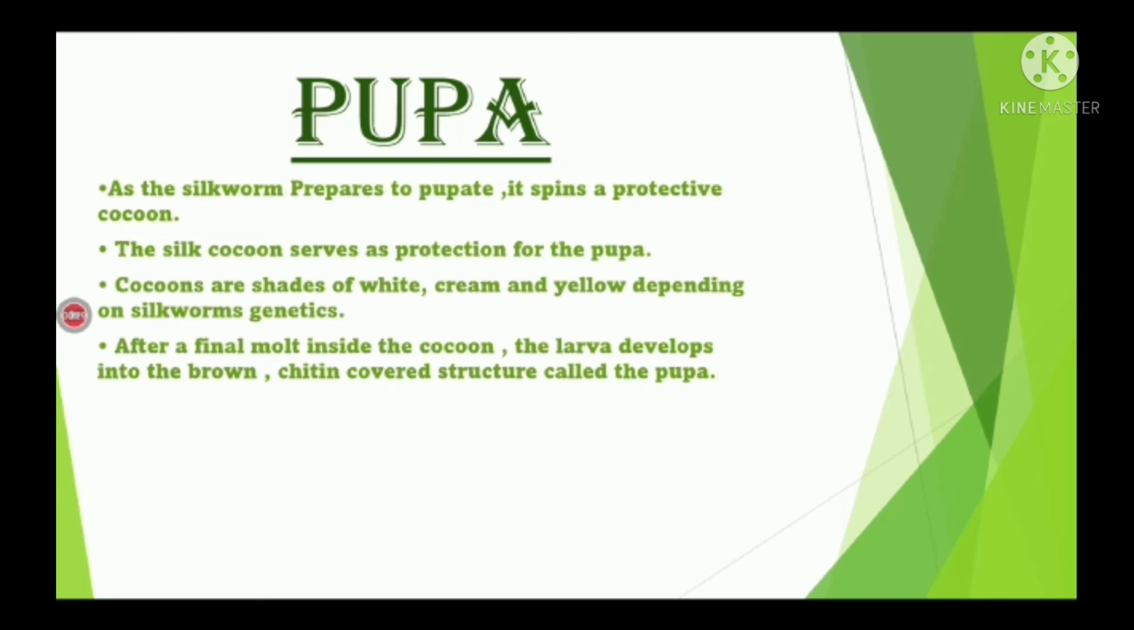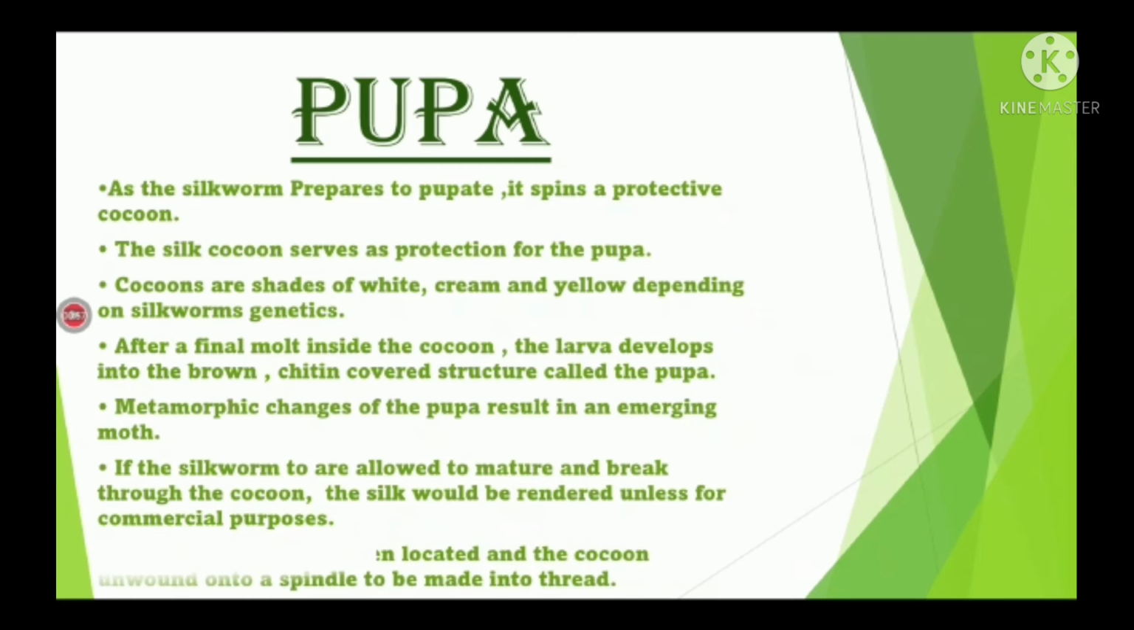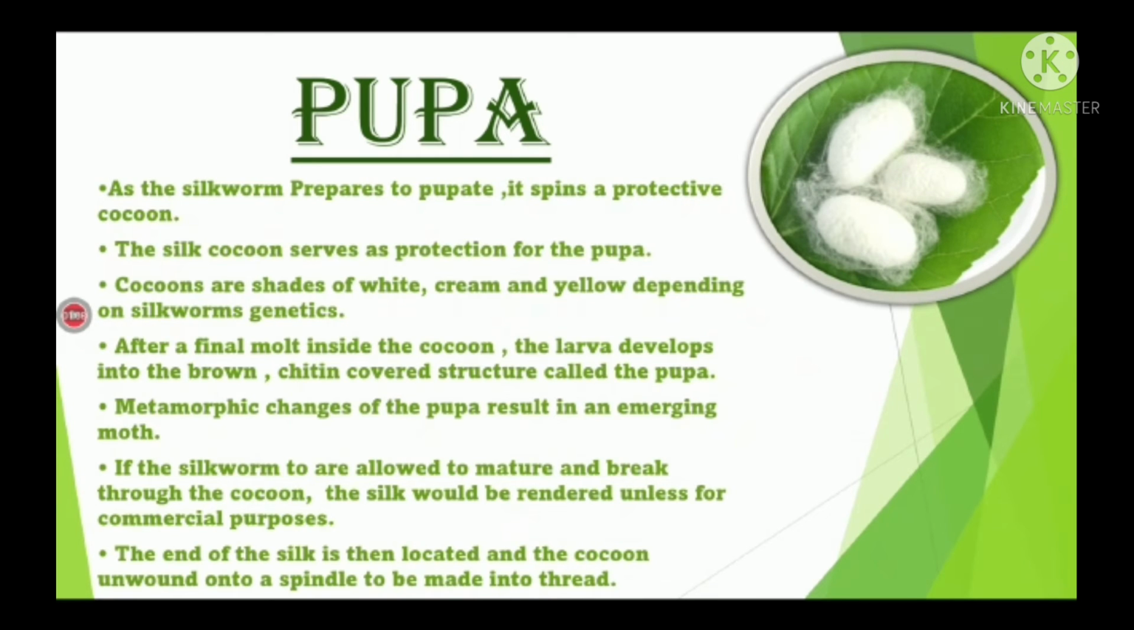After a final molt inside the cocoon, the larva develops into the brown chitin-covered structure called the pupa. Metamorphic changes of the pupa result in the emerging moth. If the silkworm is allowed to mature and break through the cocoon, the silk would be rendered useless for commercial purposes. The end of the silk is then located and the cocoon unwound onto a spindle to be made into thread. Picture of a pupa.